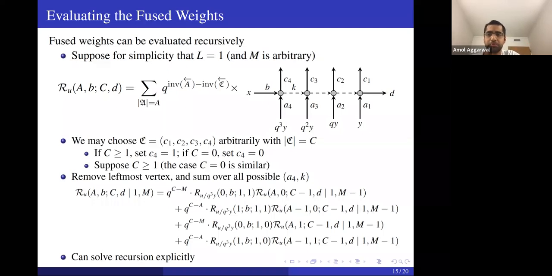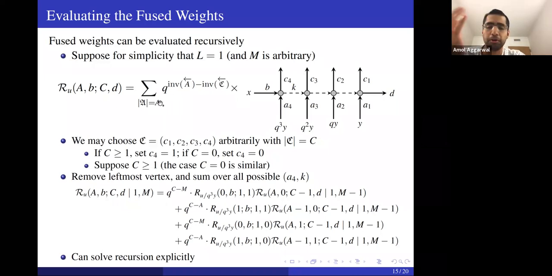But let me just give you the most naive and straightforward way to compute these weights. If the number of ones in C is at least 1, let me set C4 equal to 1. And if the number of ones in C is 0, then I'm stuck. I have to set C4 equal to 0.